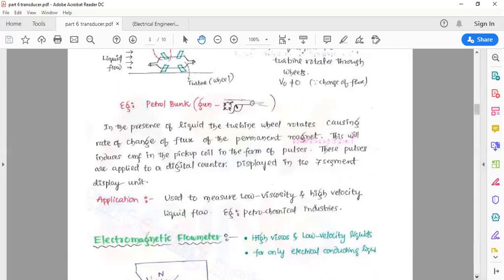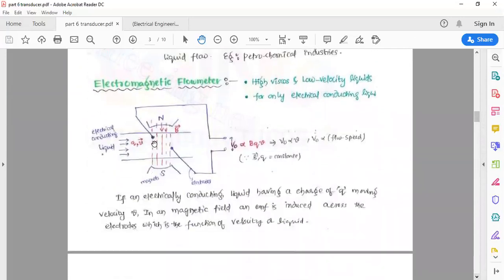Now, the electromagnetic flow meter. This is the structure of an electromagnetic flow meter. Here we have north and south poles which generate a constant magnetic field. This is a pipe through which our liquid will pass. When the liquid passes through this pipe, there will be a change in flux, and this flux change will produce an output voltage, and this output voltage is calibrated in terms of flow. This is the basic working principle of the electromagnetic flow meter.